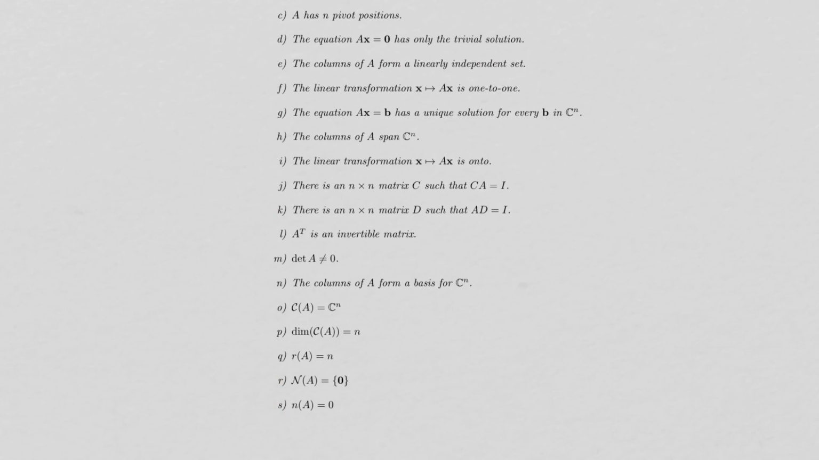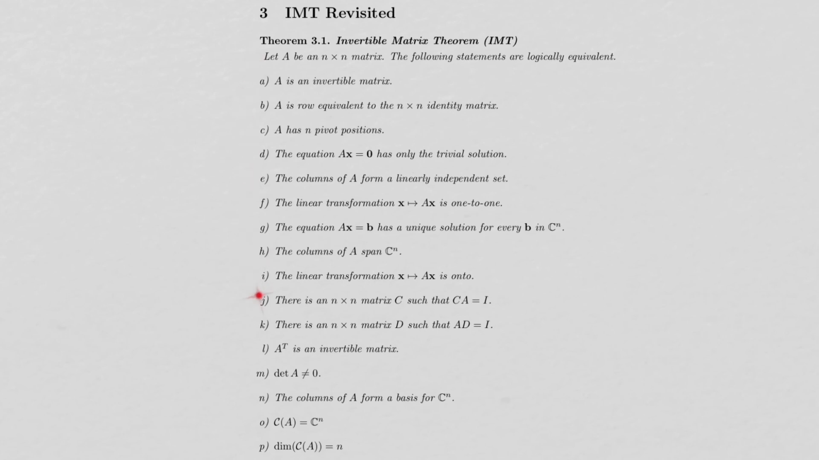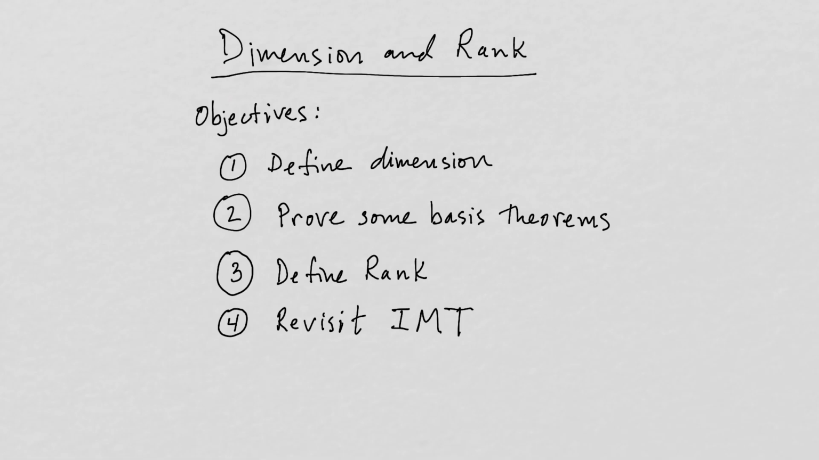So the invertible matrix theorem is one of the most powerful theorems in the course because it's got all these logically equivalent statements in it. All right, that finishes our video on dimension and rank. We defined dimension, we defined rank, we proved some theorems about bases that are related to the concept of dimension, and then we looked at the invertible matrix theorem again.